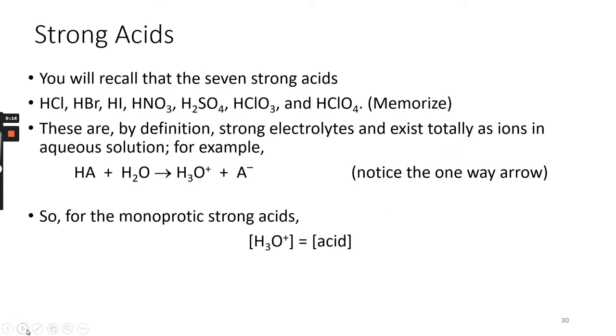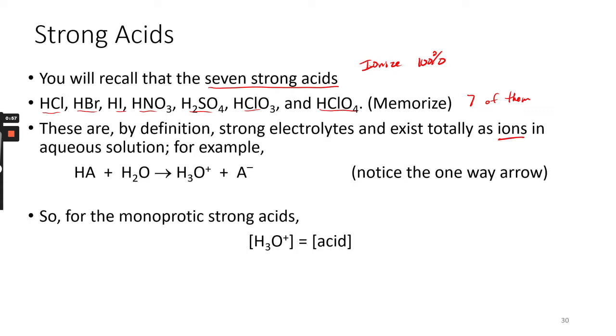Strong acids, if you remember from over the summer, are acids that completely ionize. They ionize 100%. There are a few of them that do this, which are listed here. There are 7 of them, and over the summer, I suggested that you memorize them. So I would memorize these 7 strong acids. By definition, a strong acid is a strong electrolyte, and they exist totally as ions in an aqueous solution.